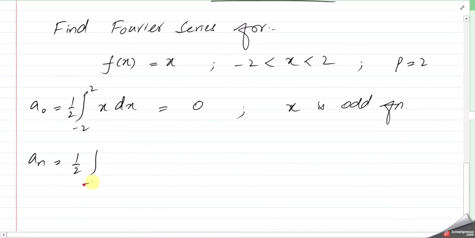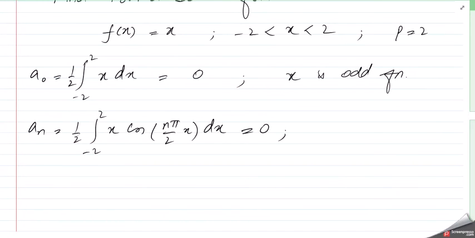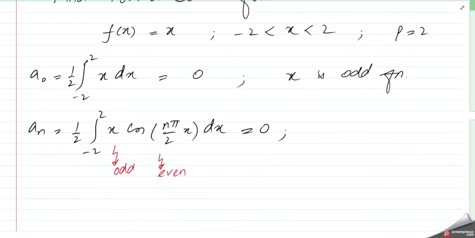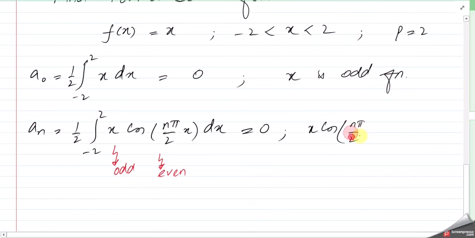And our a n is the integral from minus 2 to 2 of x cos n pi over p x. Again, it is 0. We can say directly, because x is odd, cosine is even, and we know that odd multiplied by even is odd. So x cosine n pi by 2 x is an odd function.